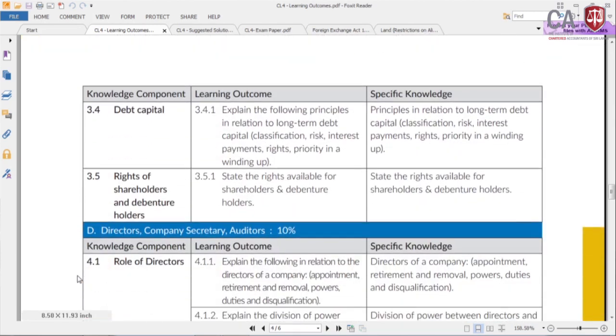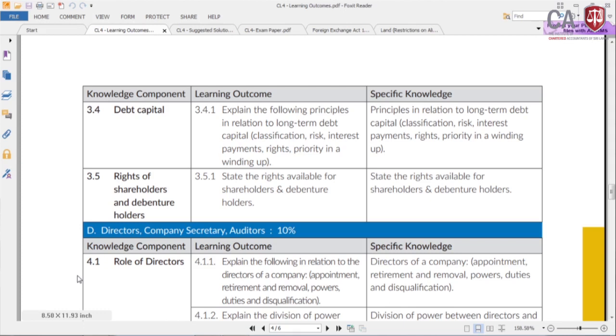Then on the debt capital, explain the following principles in relation to long-term debt capital: classification, risk, interest payments, rights, priority in winding up. Having specific knowledge on principles in relation to long-term debt capital: classification, risk, interest payment, rights, priority in winding up. The rights of shareholders and debenture holders.